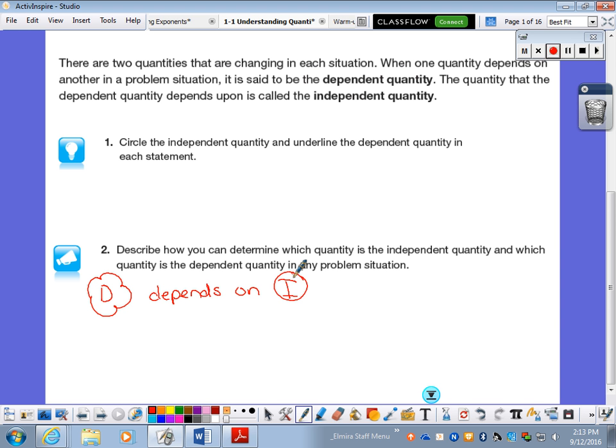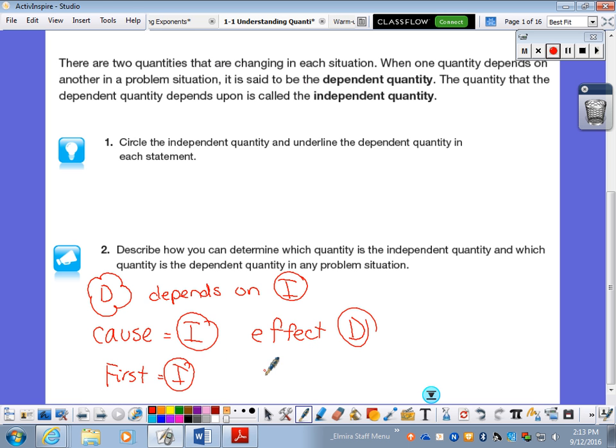Another way you can think about it is cause and effect. The cause would be your independent and the effect would be your dependent. So that's kind of a different way of thinking about it. And you can also think of what happens first being your independent, and what happens next is your dependent. What did you measure first? What did you measure second?